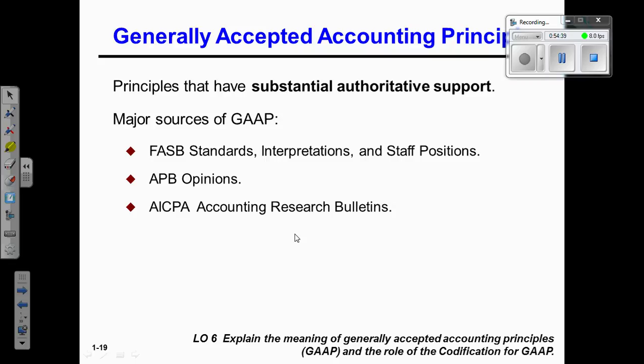The APB was a subset of the AICPA. Is the FASB part of the AICPA? No, it's independent. That's the idea of the independence, right? They're independent from the profession. What's the AICPA? American Institute of Certified Public Accountants. It's us. My dad would say it's our union. He's a carpenter. He'd say it's our union. Kind of.